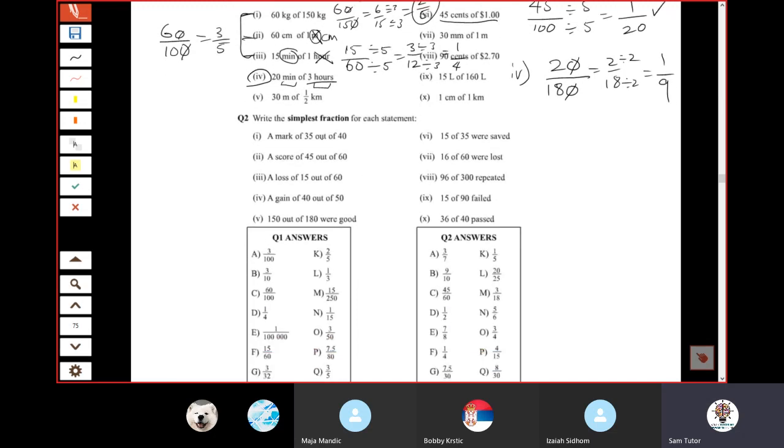These ones are easy because there are no units. It just says, write the simplest fraction. So a mark of 35 out of 40. That means you got 35 out of 40. And then you're just going to divide them both by, what do you think? 5. And that just becomes 7 over 8.